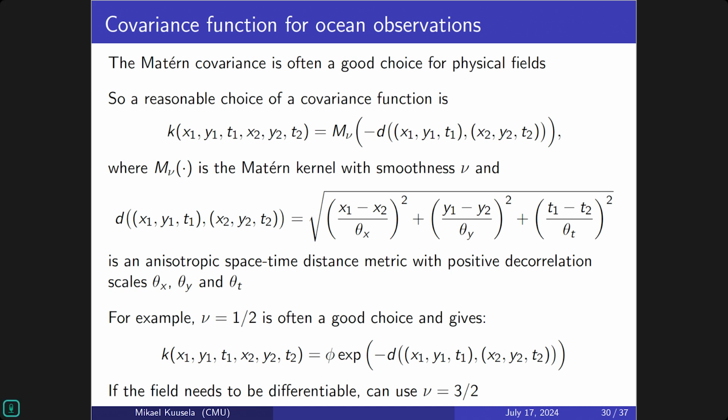In the fields you will see this afternoon, we use the exponential covariance. This is fine as long as you don't need a differentiable field. If you need a differentiable field, then as we discussed, you need a higher order smoothness for the Matérn. So something like a 3/2 would give you a differentiable field.